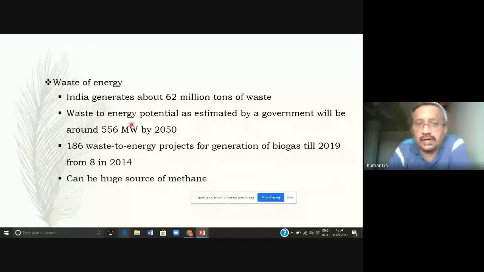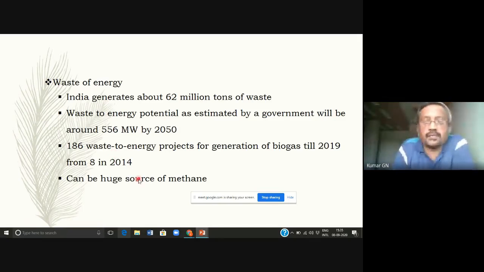Waste to energy potential as estimated by government will be this much. That is 556 megawatts by 2050. 186 waste to energy projects for generation of biogas till this one. The government of India is funding for technology. That is, if you convert from waste to energy, maybe the Ministry of Renewable Energy is giving funding. So from waste, the urban waste, we can convert into methane gas or into electricity. That is a thing.